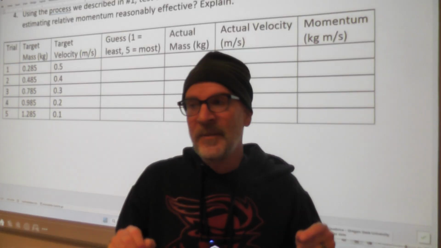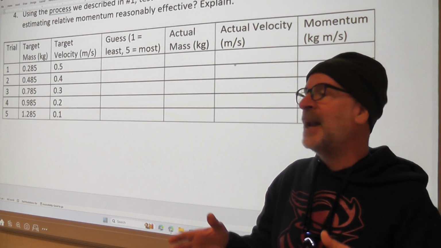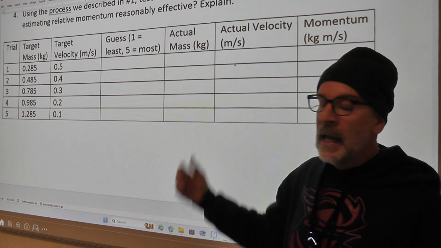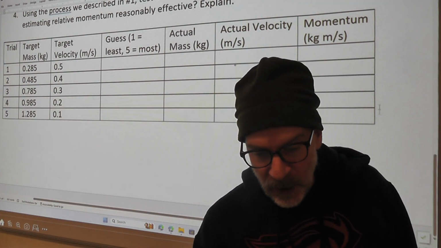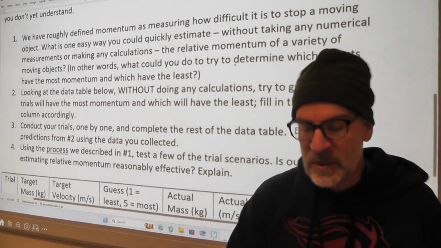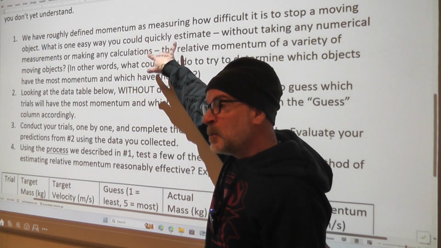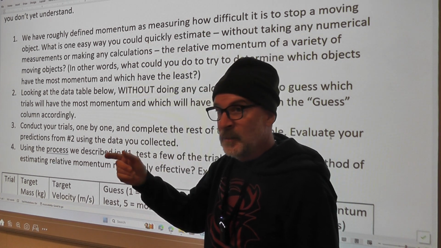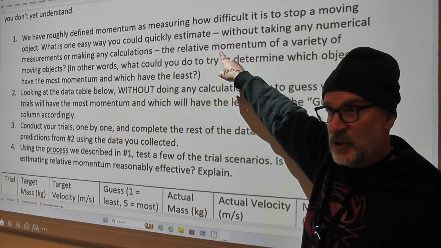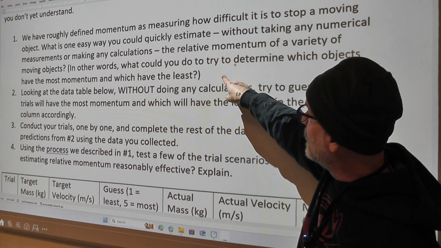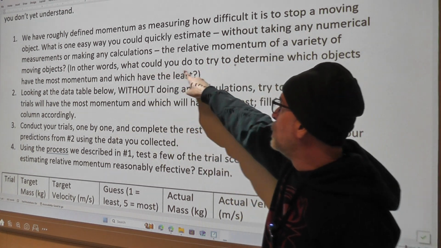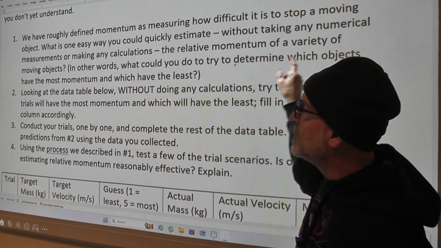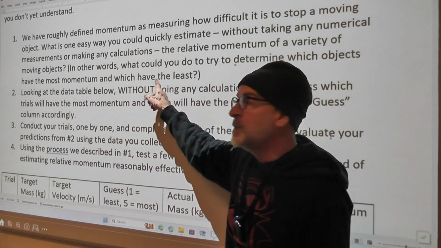Don't just do the calculations. I know you can all do that. I want you to actually think about it. And in particular, what I want you to think about is our conceptual definition of momentum, which is how hard it is to stop something. So this very first question on today's assignment is, what could you do to try to determine which objects have the most momentum and which have the least?